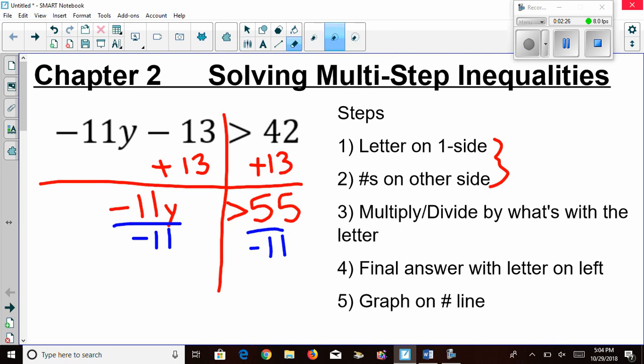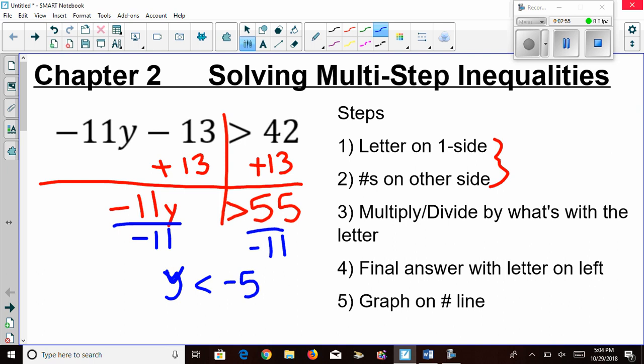And I want to focus in on what I just said. I said we are dividing by a negative 11. Since I am dividing by a negative, that means my inequality symbol, the greater than, now becomes a less than. And then I need to simplify 55 divided by negative 11, which gives me negative 5. Now let's go ahead and write that answer in the other two representations.